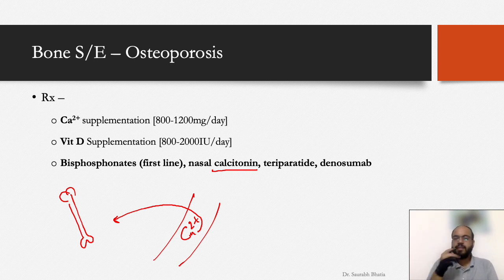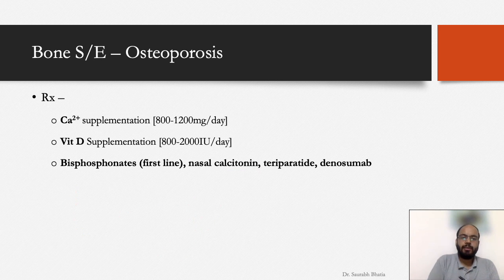So if you give nasal calcitonin, there's an increased absorption by the nasal epithelium and it starts to act right away, and it will shift the calcium ions in the blood into the bone. So calcitonin can be used. Other is teriparatide. Teriparatide is just a parathyroid hormone, artificially made, and parathyroid hormone also does a similar thing in calcium homeostasis.